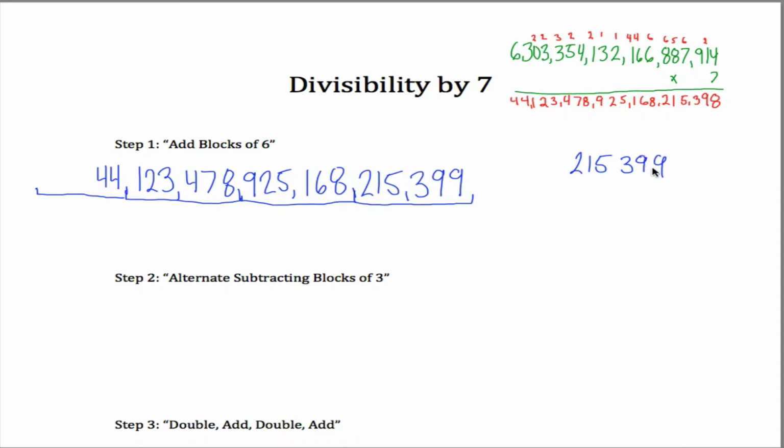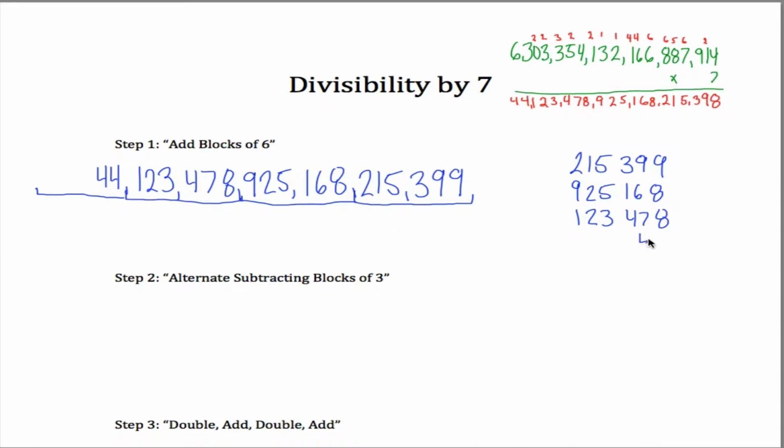And add those up. So what I mean by that is, let's write that: 215,399. That was this block of 6, and then my next block of 6 was 925,168. And then my next block of 6 was 123,478, and then in my last block of 6 I just have this 44.